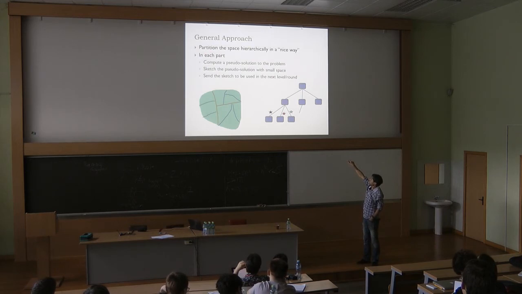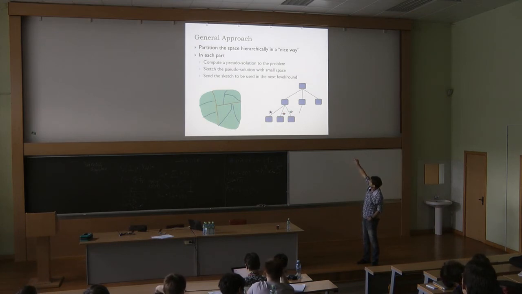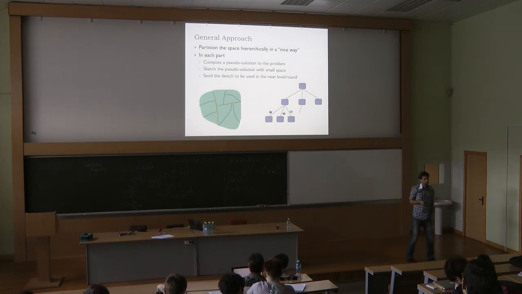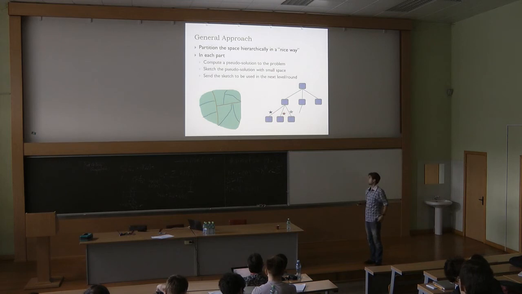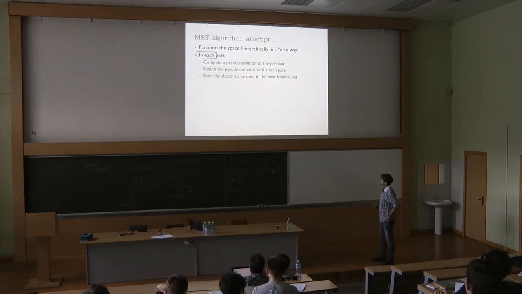So the questions that we need to answer, basically. So this is a general approach, right? It sounds very fuzzy. So I need to explain to you how to partition the space, how to compute a pseudo solution, and how to sketch this pseudo solution. Think of it as an intuitive kind of explanation here. We won't go too deeply into the algorithm.